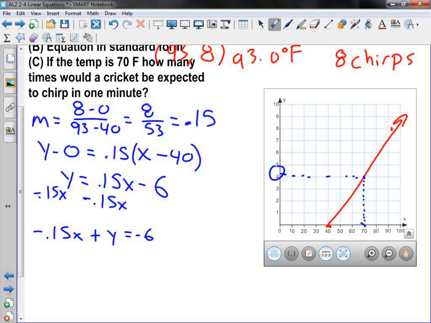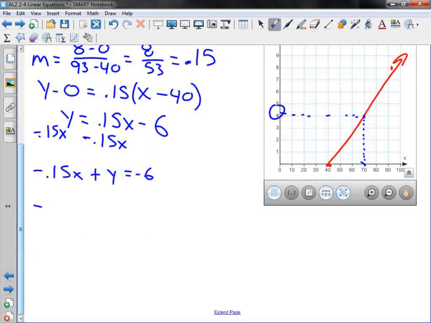Is 70 an x or a y? 70 is an x. So could I plug in negative 0.15 times 70 plus y is equal to negative 6 and solve for y? Yeah. What would you guys expect you'd get if you did that? 4. I think you'd get 4 too. Okay?